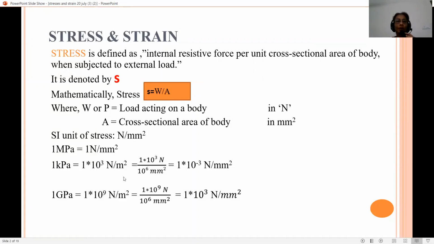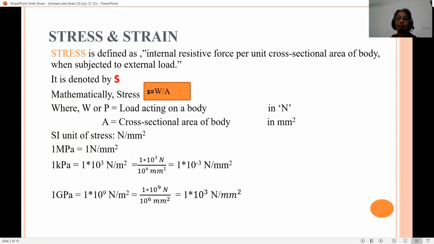If we convert that Newton per meter square into Newton per millimeter square, it comes 1 into 10 raised to minus 3 Newton per mm square. 1 megapascal is 1 into 10 raised to 6 Newton per meter square. If we convert it into Newton per millimeter square, 10 raised to 6 upon 10 raised to 6, so it comes 1 Newton per mm square. 1 gigapascal is 10 raised to 9 Newton per meter square. 10 raised to 9 upon 10 raised to 6, so it comes 10 raised to 3 Newton per mm square, which is also known as kilonewton per mm square.